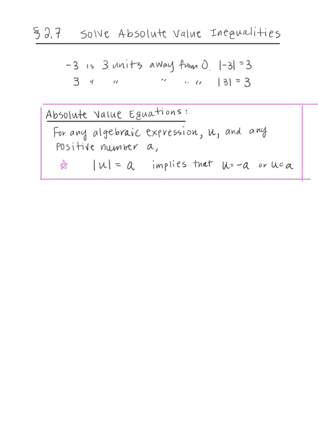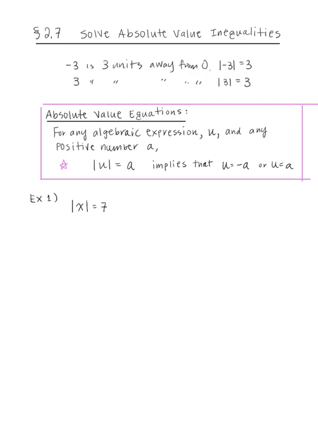Okay, so first let's go with the absolute value equations, and please memorize this. It says that for any algebraic expression u and any positive number a, the absolute value of u equals a implies that either u equals negative a or u equals a. Let's take a look at an example.